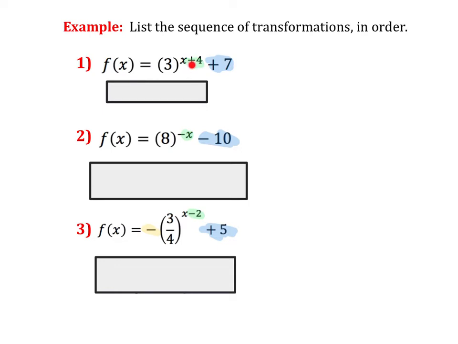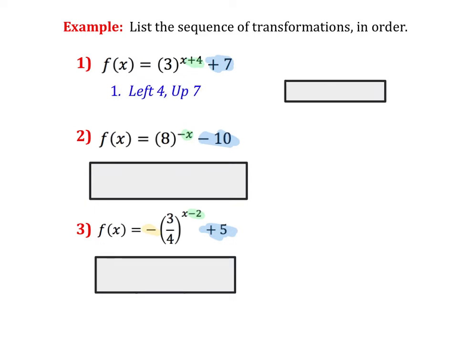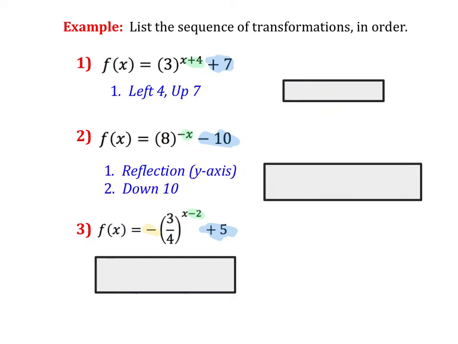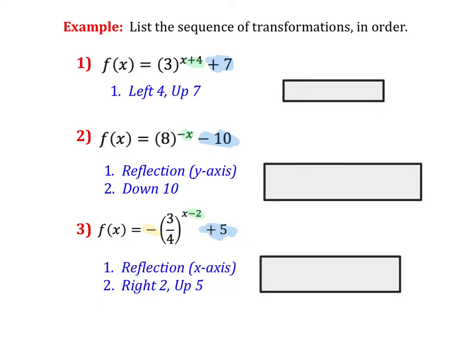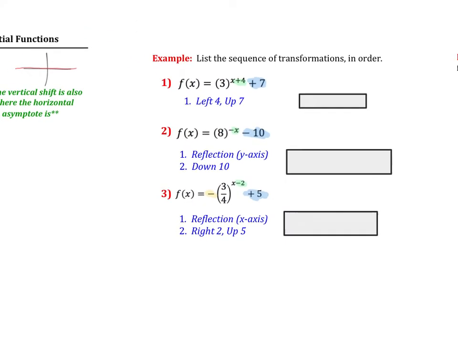So this first one, I'm seeing a +4 in the exponent with a +7 on the outside. Well, this plus on the outside goes up. Plus in the exponent is going to shoot it to the left. So we're going left 4, up 7. Here we've got a negative sign. Well, negatives tend to indicate reflections or flips. So I'm going to have a reflection, and then we go down 10. And that reflection is over the y-axis. And last and certainly not least, we have a negative out front, so it's going to flip upside down. We're going to go to the right 2, and we're going to go up 5. So just identifying transformations there.